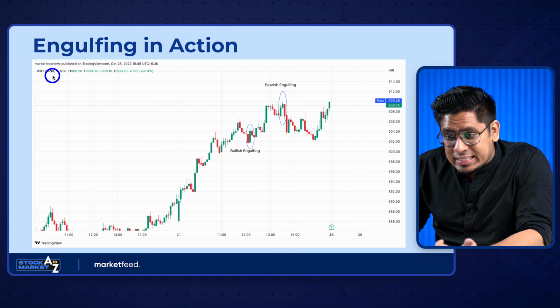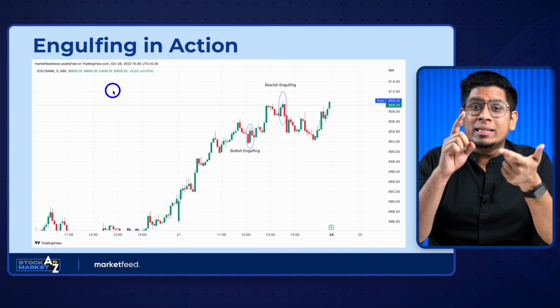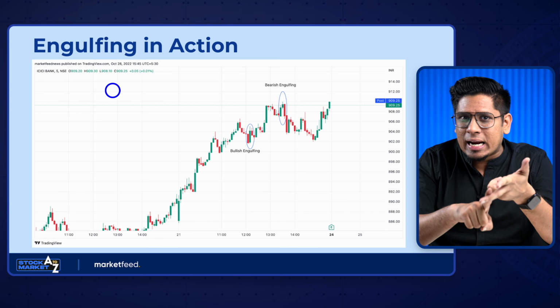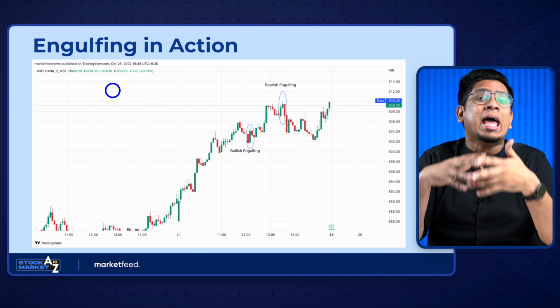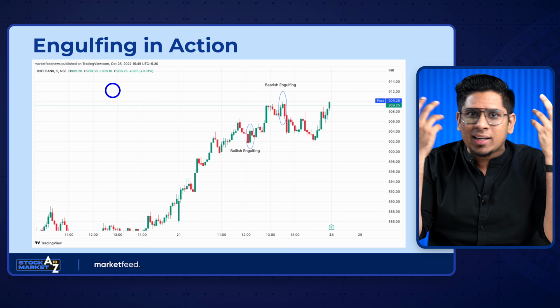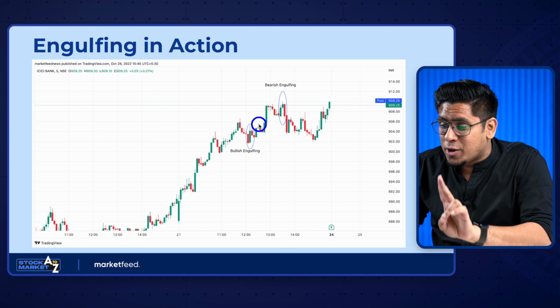So this, as you can see, is ICICI Bank's 5-minute candles. Okay, so that is the point, right? Let it be single candlestick patterns, let it be multiple candlestick patterns, you can see them across asset classes, across instruments, and across time frames. It works across everything, right? So this is ICICI Bank and these are 5-minute candles.